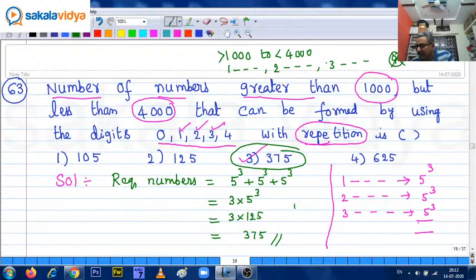But 0 cannot be in all three places? Yes, 0 may be placed, no problem. 0 can be placed, for example 1030. This is greater than 1000 itself only. Understood now? Right.